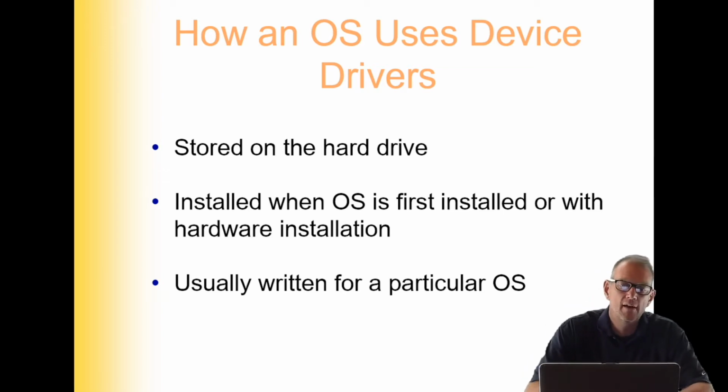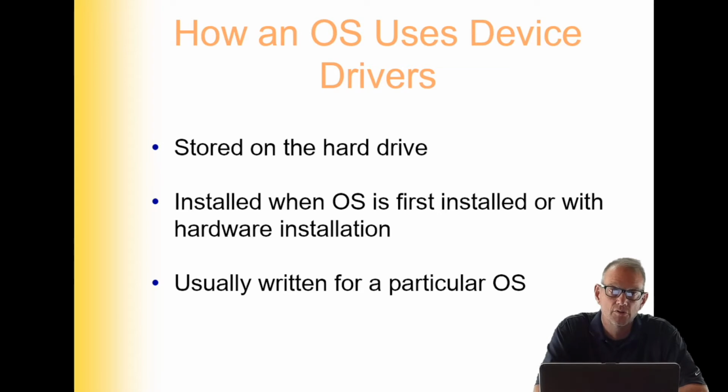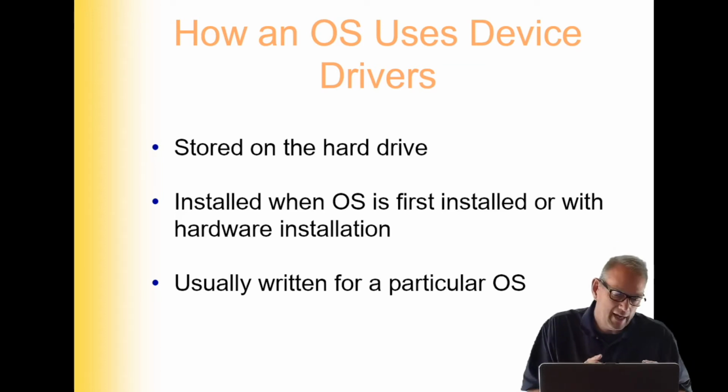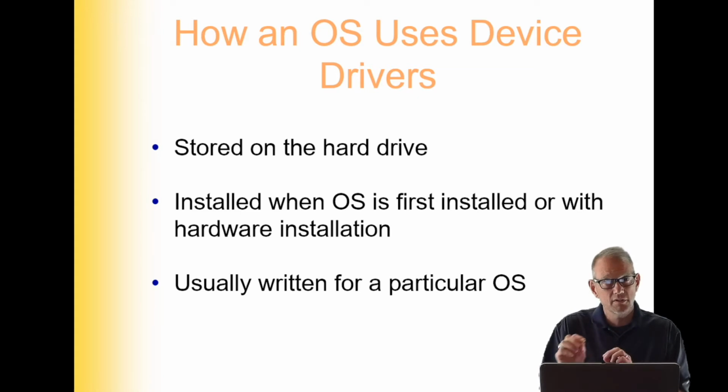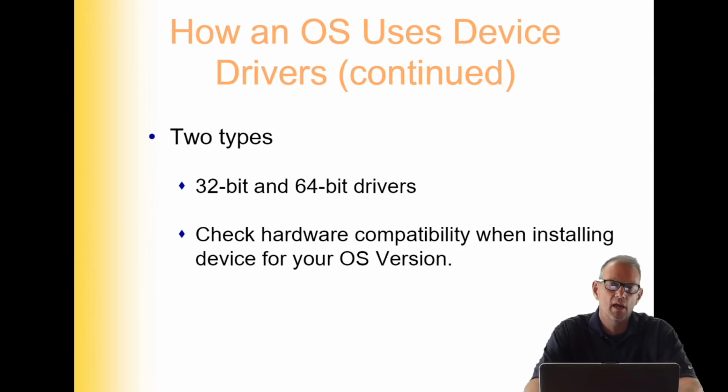If Windows didn't have knowledge of this camera that I'm talking to right now when Windows was released, then it has to go out and find them on the internet and download them, or I have to go and manually download those drivers myself. They're written for a particular operating system. There are Windows 7 drivers and Windows 8 drivers and Windows 10 drivers and Linux drivers and Mac drivers. It says usually, but they are written for a specific operating system. Sometimes they're cross-compatible, but they're written with a specific operating system in mind.